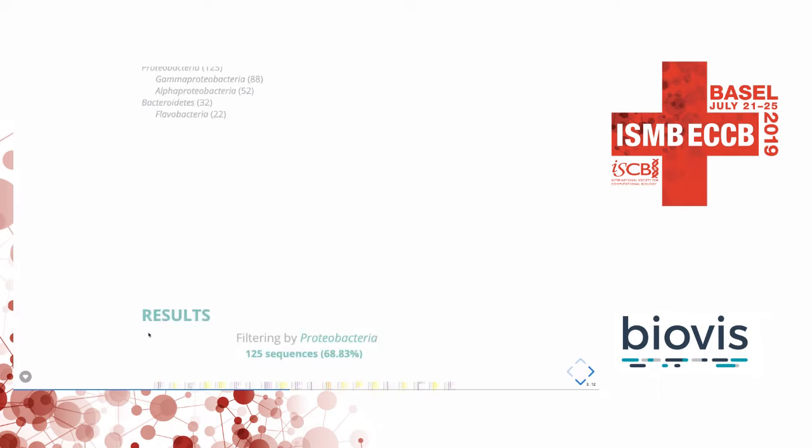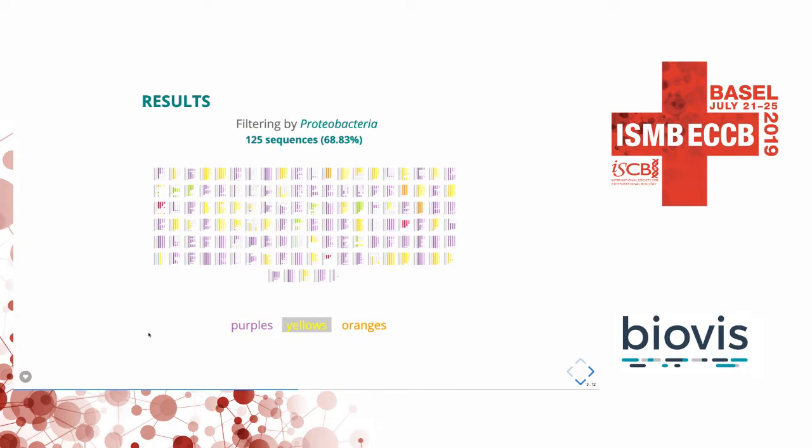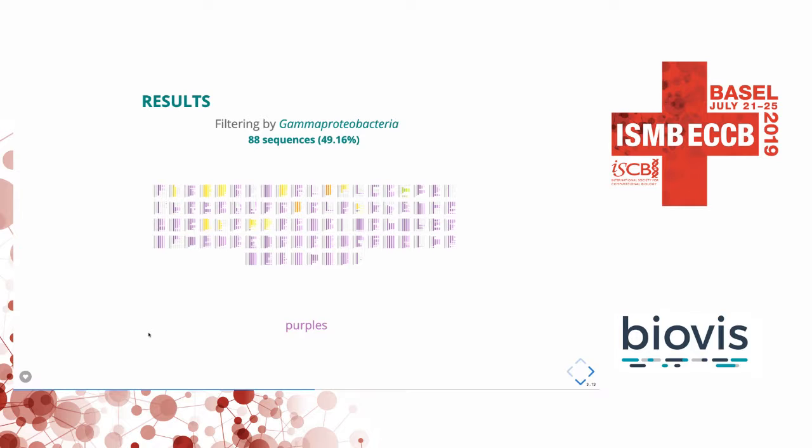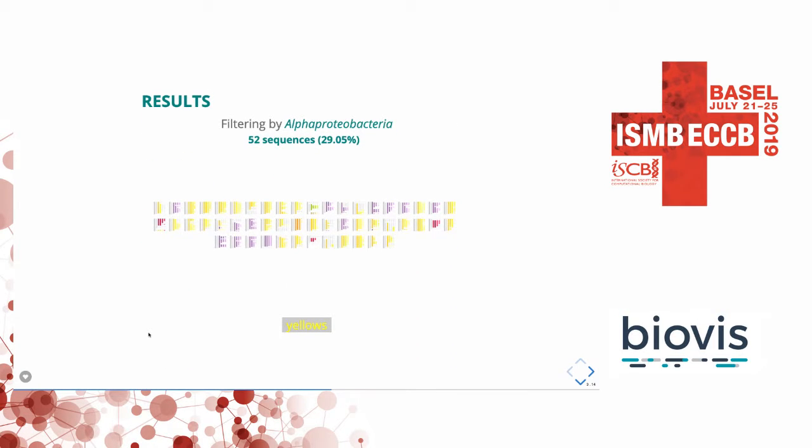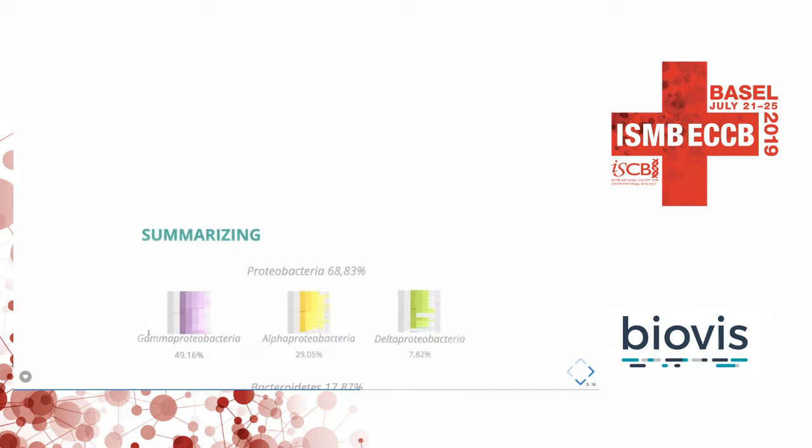So the nicest thing is that you can go and select and see, out of the 179, I only want to see the proteobacteria. And then out of those, I only want to see the gamma bacteria. And now you start seeing that the colors start filtering, and you can get a faster idea of these comparisons. The same goes if you go into alpha, or if you go into flava, or whatever that means.